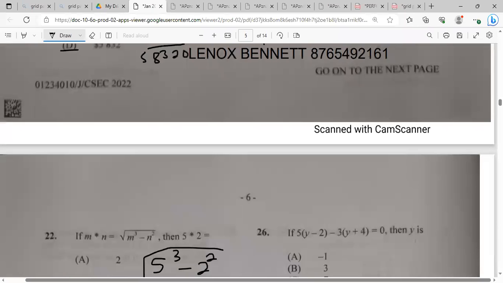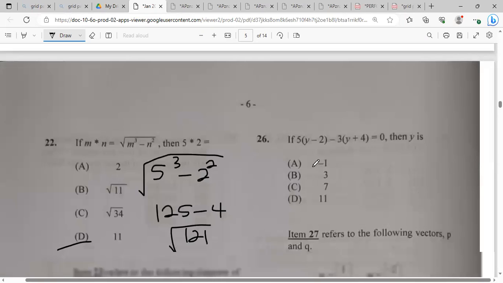All right, let's look at 26. It says if 5 bracket y minus 2 equals 0, then the value of y is? We can work it out, or we can plug in all the options. We already know how to do equations, right?